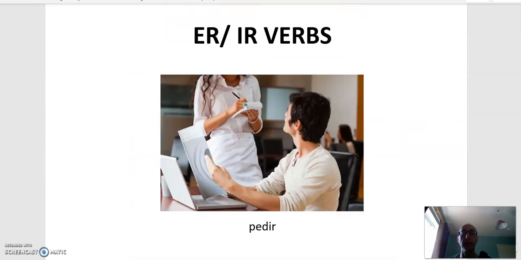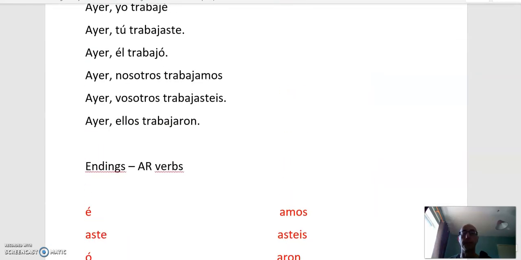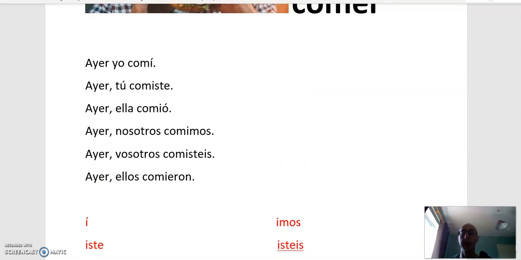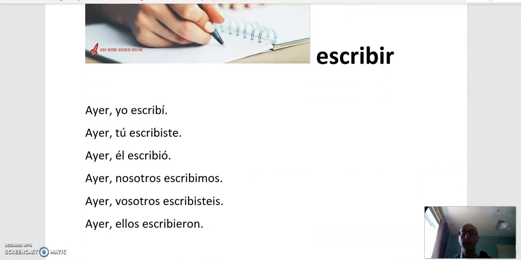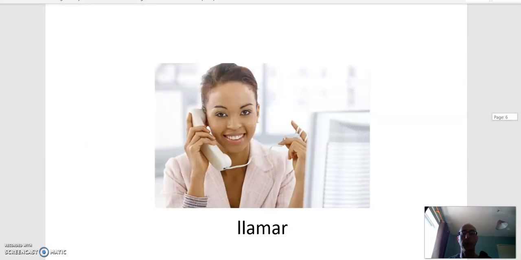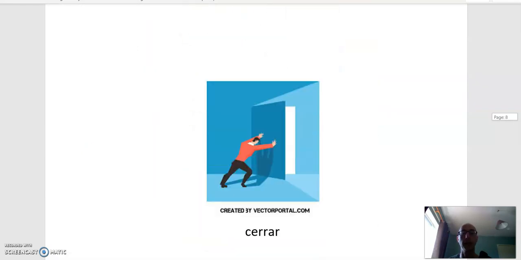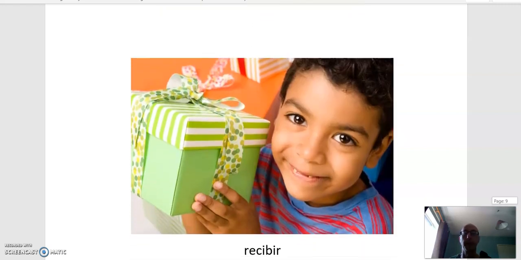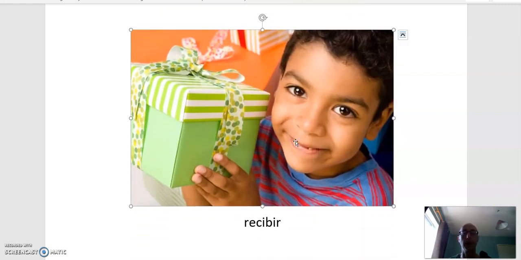So let's do some practice. First person again. So let's go back. Comí. And with the IR verb, escribí. So the first person is I. So let's just do some practice. Back to the IR, ER verbs. So I ordered. ¿Cómo se dice? Pedí. I got, I received. Recibí.